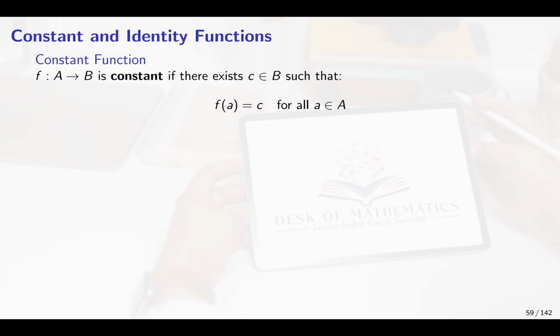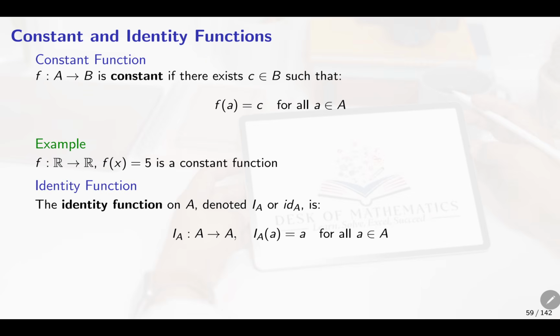What is a constant function? If all the elements of the domain are associated to only one element of the codomain, it is called a constant function. For f of x is equal to 5, that means the image of every real number is 5. This is called the constant function.